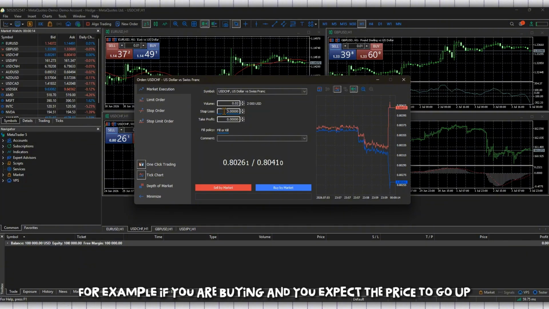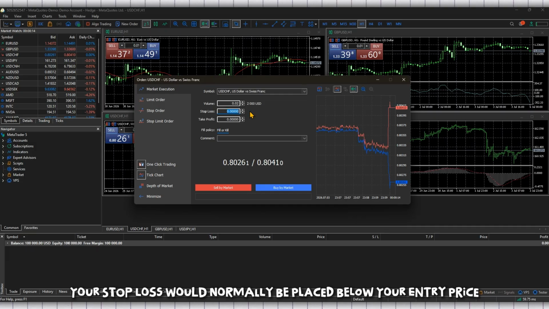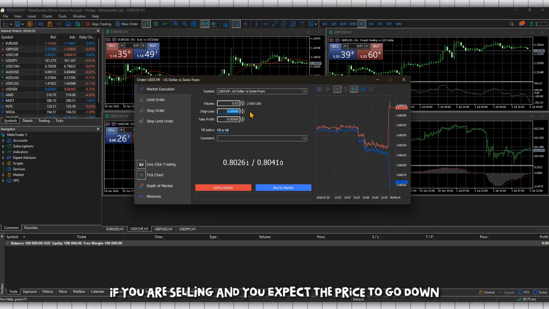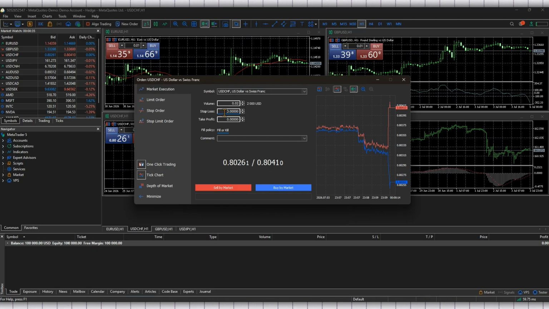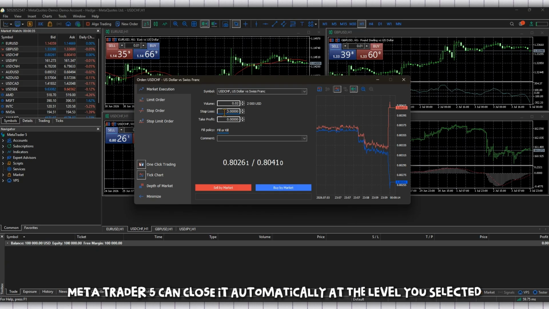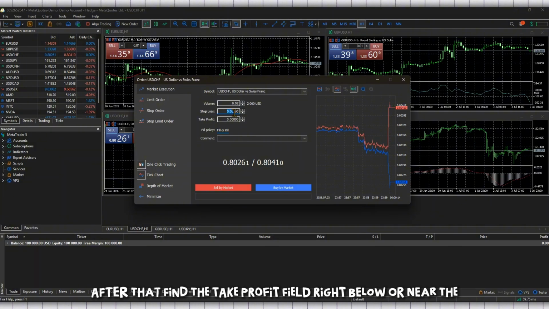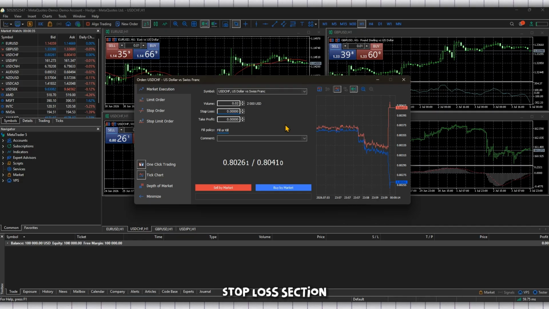For example, if you are buying and you expect the price to go up, your stop loss would normally be placed below your entry price. If you are selling and you expect the price to go down, your stop loss would normally be placed above your entry price. This way, if the trade does not go as planned, Metatrader 5 can close it automatically at the level you selected.